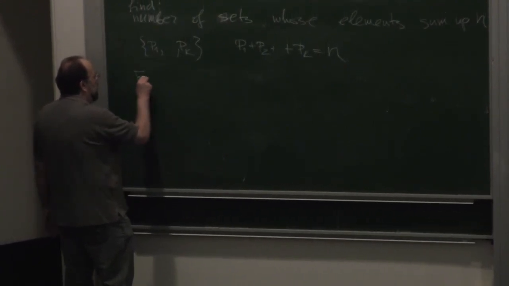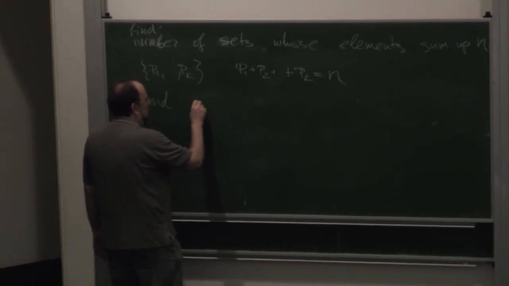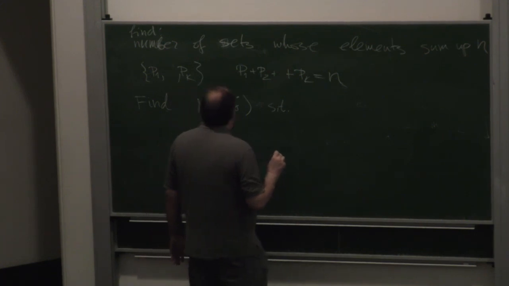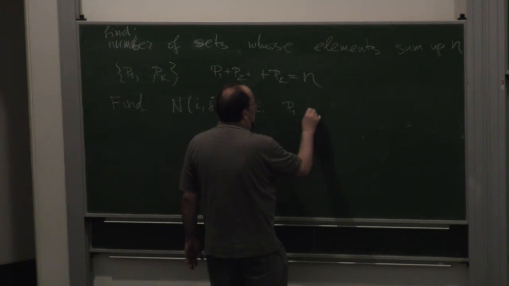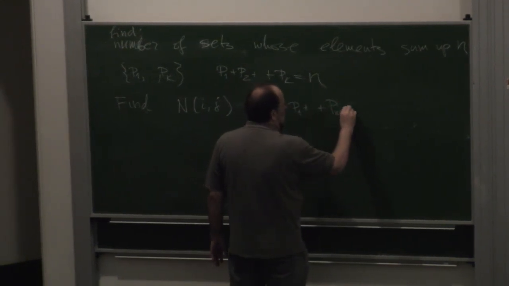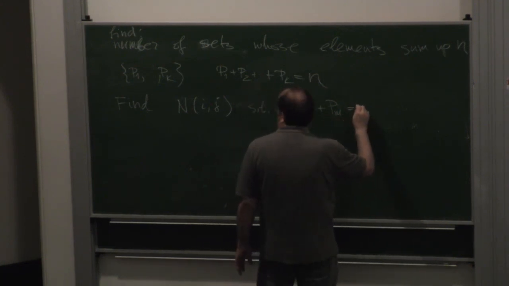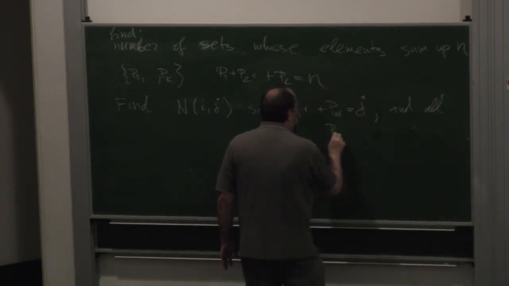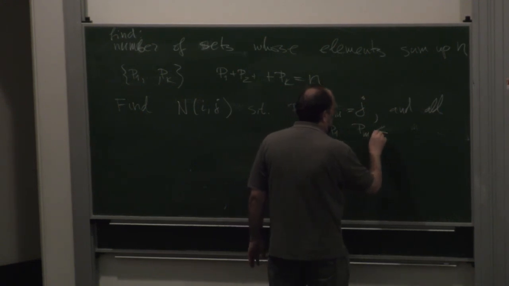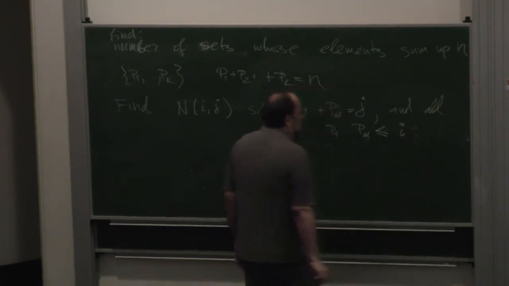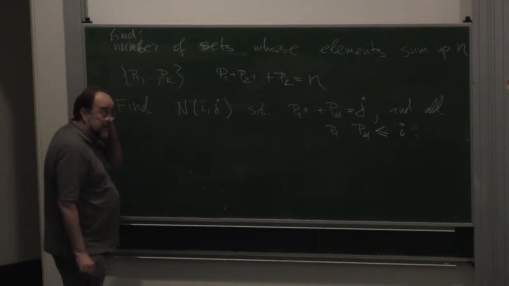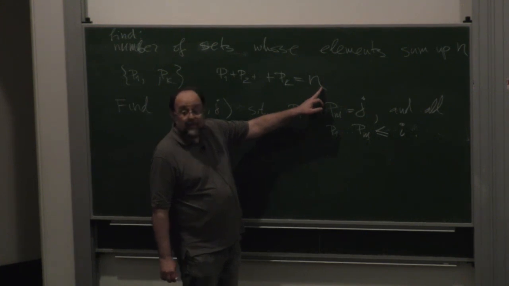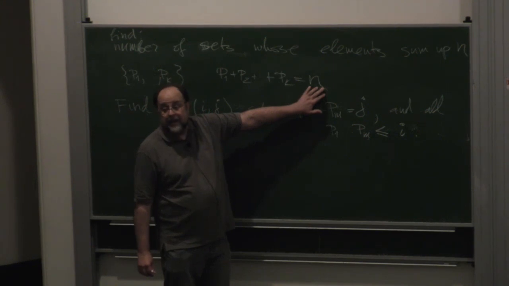So we will find N of I, J such that P1 up to some PM sums up to, say, J, and all of P1 up to PM are smaller or equal to I. So we solve it by dynamic programming, by solving all the problems for all possible J's that go up to N. So maybe you are interested only in how many ways.